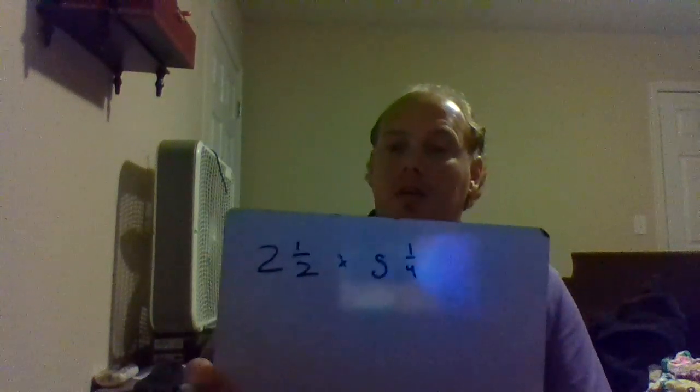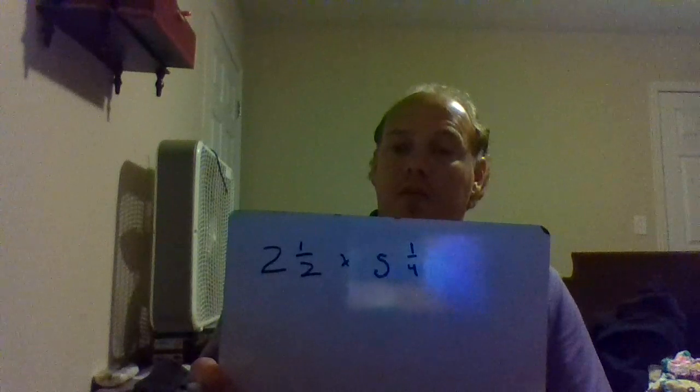So we're going to do some mixed numbers, and I'm going to show you why cross cancellation comes in handy. Make sure that I can cross cancel, because I'm just kind of making one up here. All right, so 2 1/2 times 5 1/4.